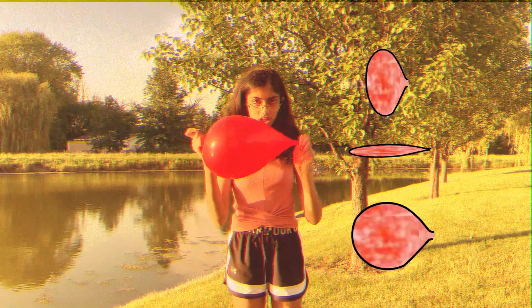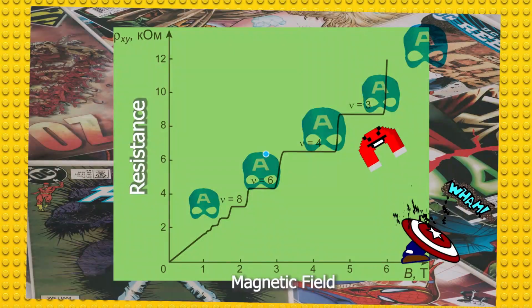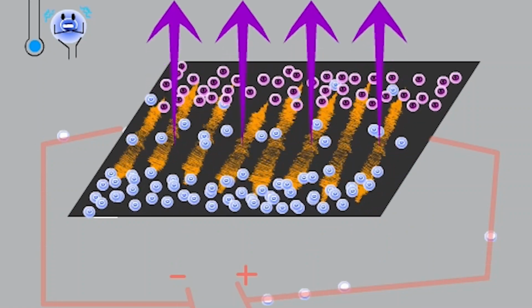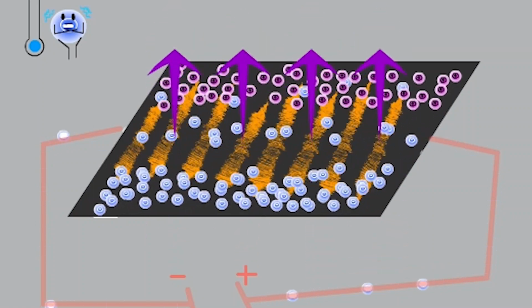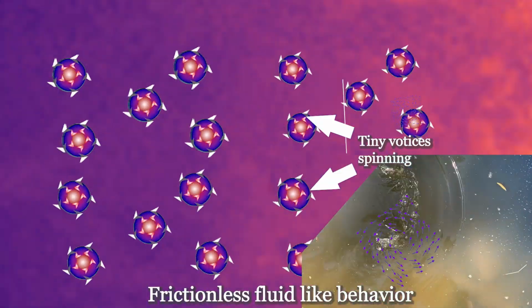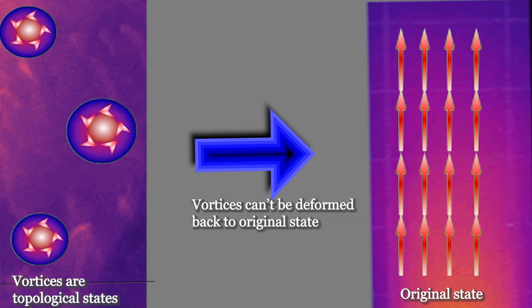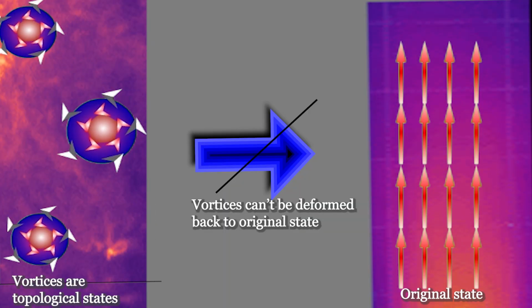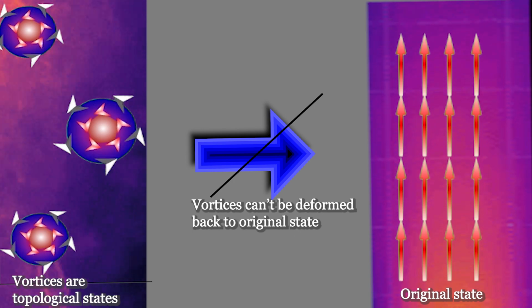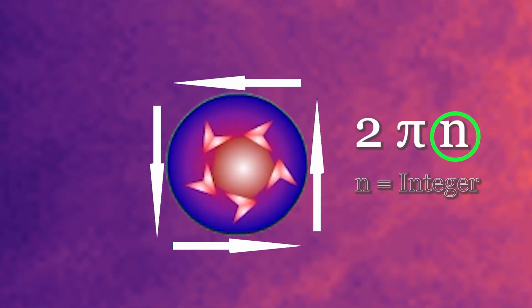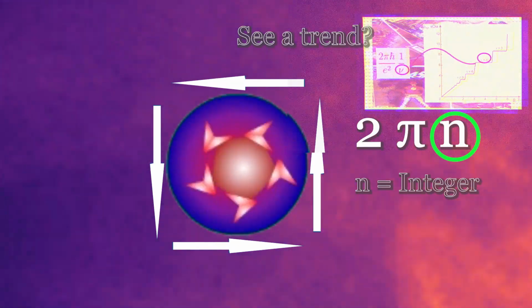Similar to how continuous deformations kept my balloon topologically intact, these robust plateaus are topological states. Further research proved that at high magnetic fields, the surface of the sample exhibits frictionless fluid-like whirlpools of current, or vortices. Due to no friction, they can't be deformed to their original state, which makes them very sturdy. In fact, the amount of rotation of vortices can be described by integer multiples.